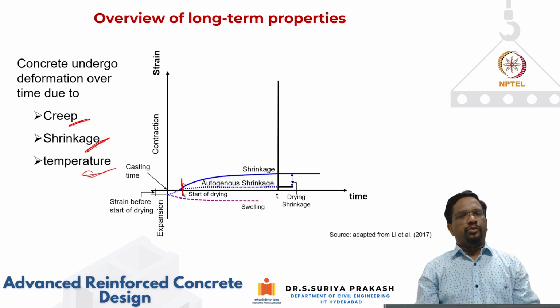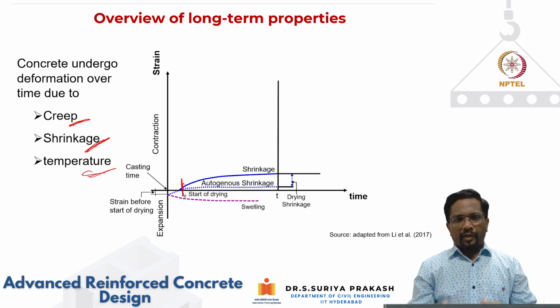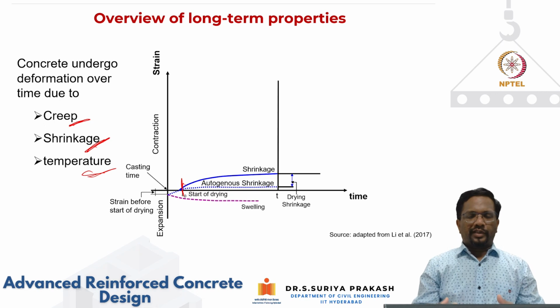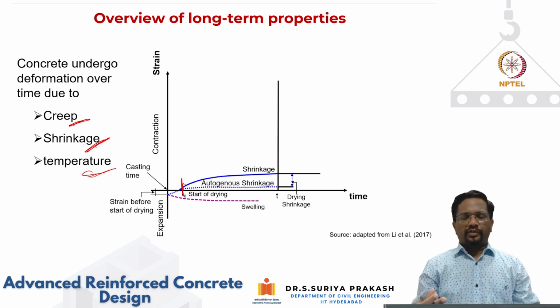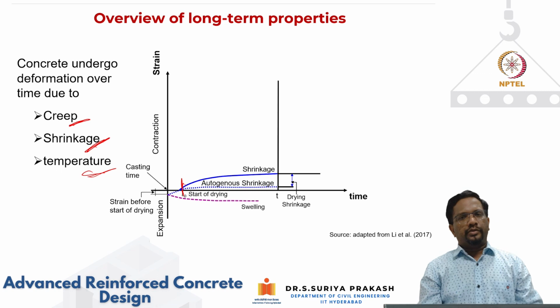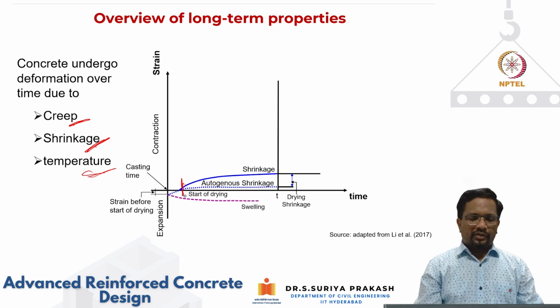The shrinkage will have two components. One is autogenous shrinkage that is happening because of the chemical reaction. The moment you add water to the cement and aggregates, it's going to form a solid block. The shrinkage that happens because of this chemical reaction we call autogenous shrinkage.